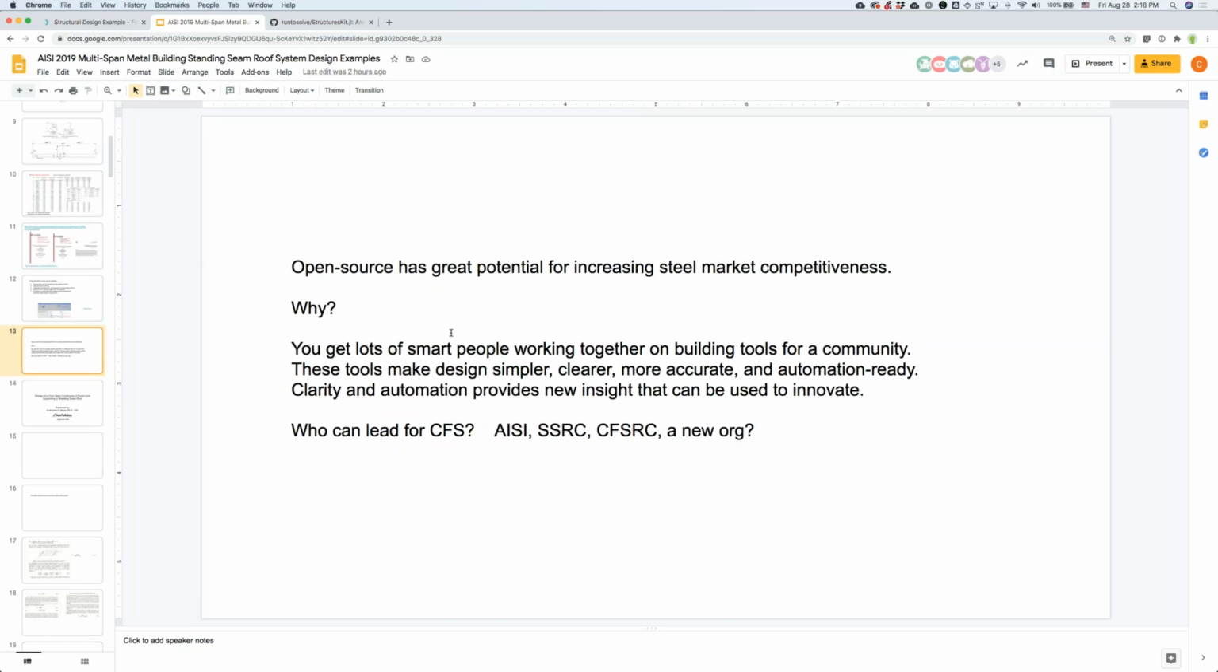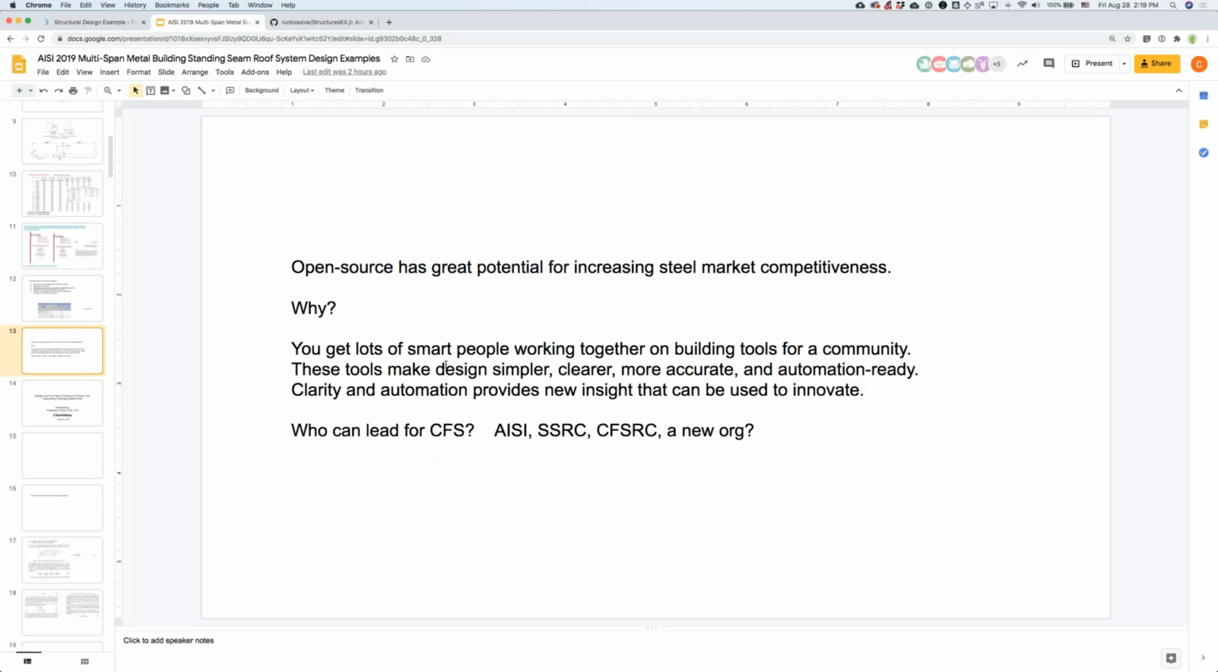Our community is the cold form steel community, and it's by nature a very collaborative environment. The tools can make design simpler, clearer, more accurate, and automation ready. And that clarity and automation provides new insight that can be used to innovate. I would say it's that clear.